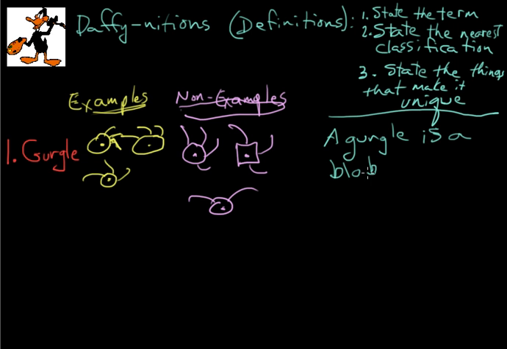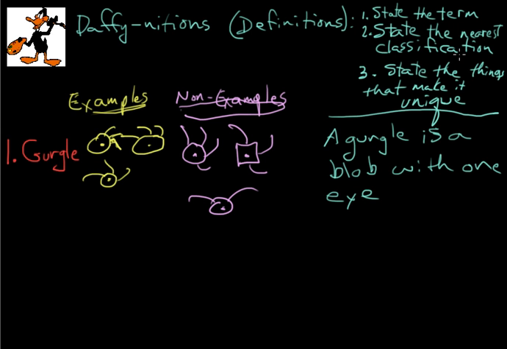Now, but wait a minute, is this a blob? That looks like a square, doesn't it? I don't think it's a blob. So I'm going to call it a blob, just for now, just to start off with, a blob with one eye. Because look, there's one eye in the middle here, and there's one eye in the middle here. But these are not gurgles, so there's something unique about this.